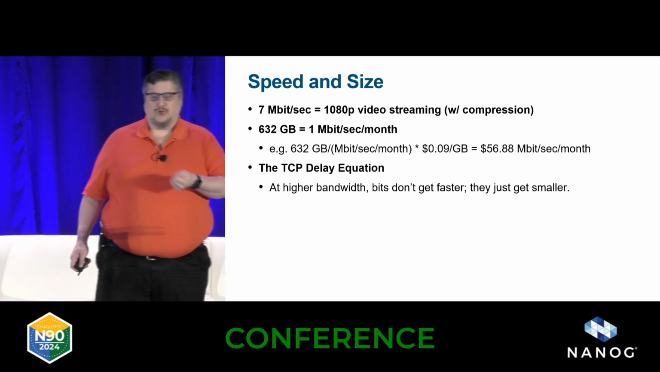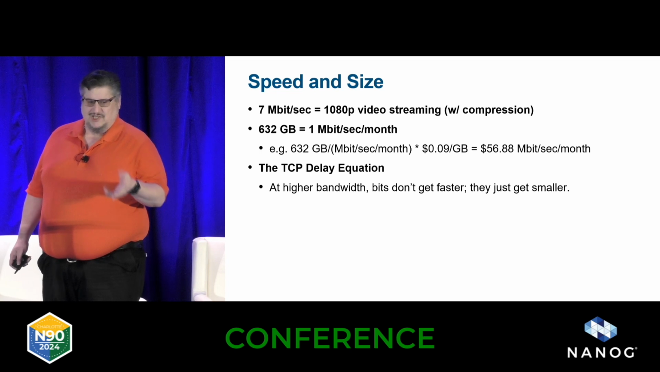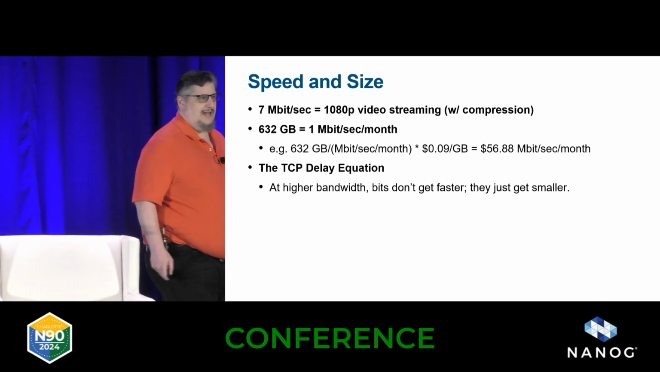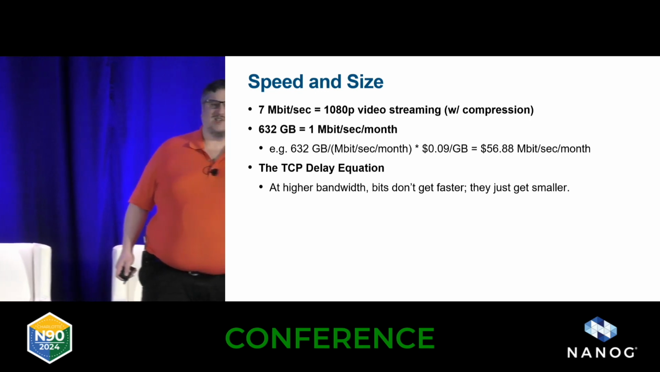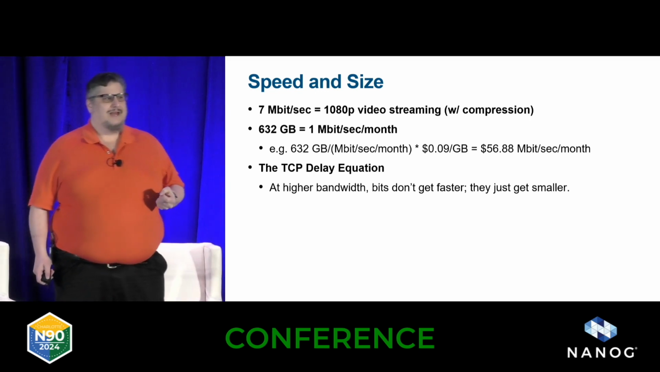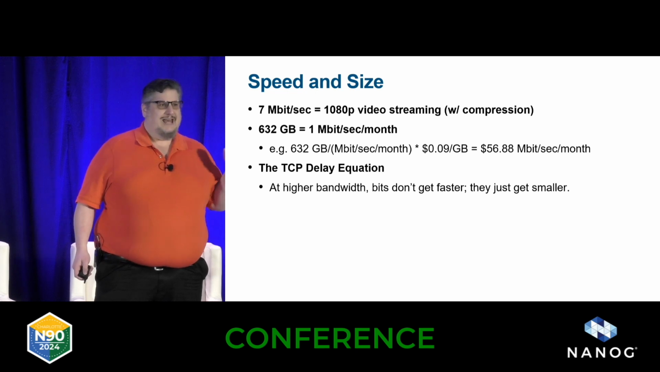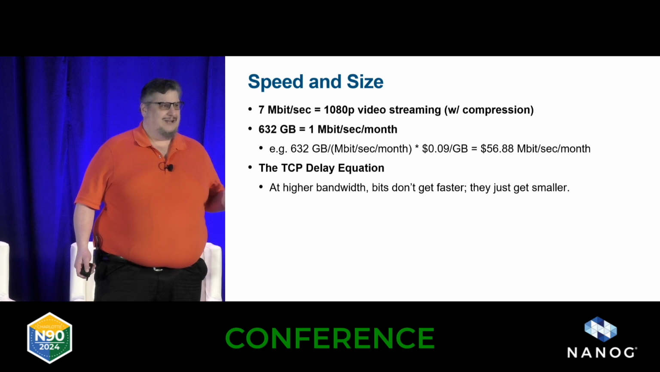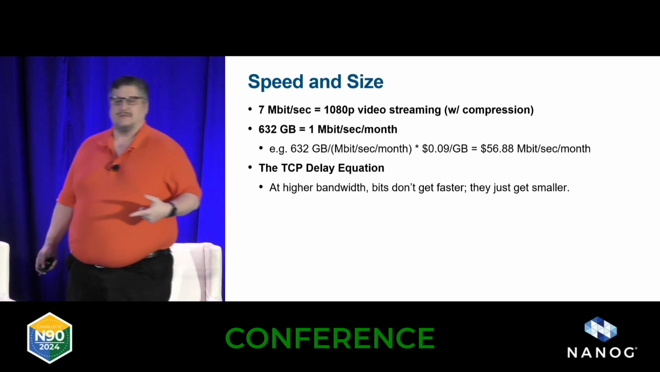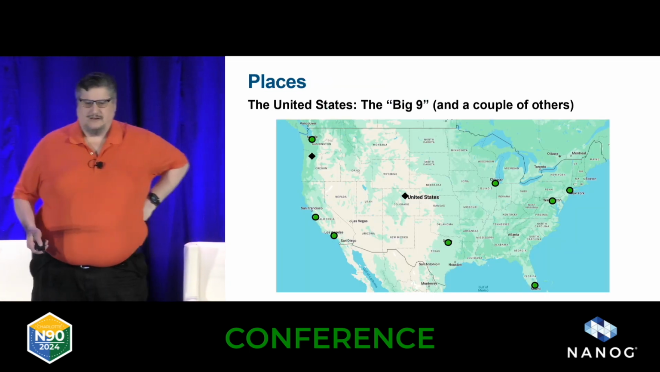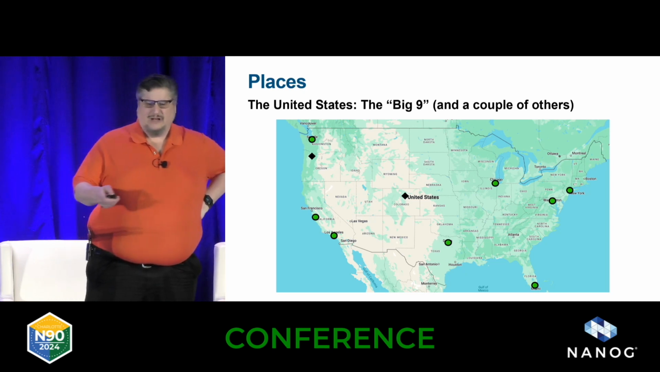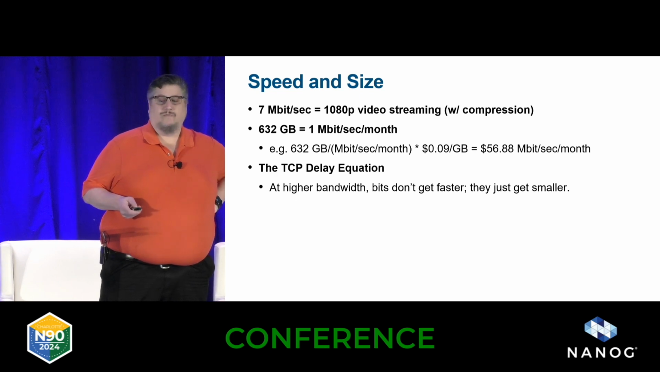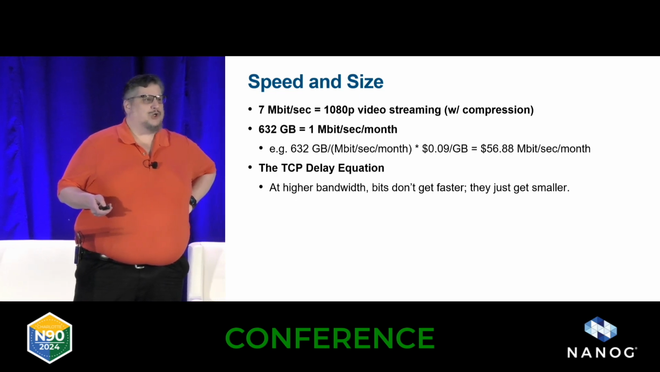And this is actually a pretty interesting thing to think about because, as it says here, at higher bandwidth, bits don't get faster. They just get smaller. The speed of light hates us all equally. So it's like, hey, I got a 10 gig, great. Those first few bits, okay, but the bits can't go any faster down the line. So what does this mean? And this is going to be very interesting when we talk about what's actually possible.